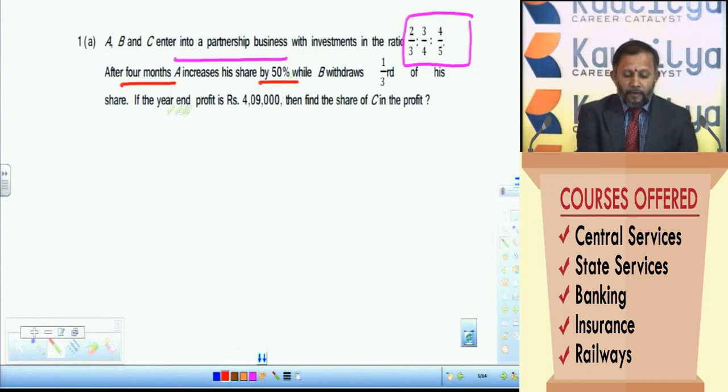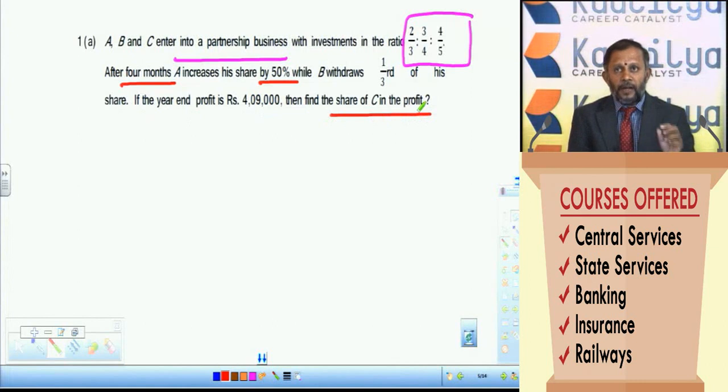And if at the end of the year the profit is 4,09,000, the question is what is the share of C? So what you have to observe is the total profit obtained at the end of the year is 4,09,000. Initially at the starting of the business, the investments of A, B, C are in the ratio 2/3, 3/4 and 4/5.